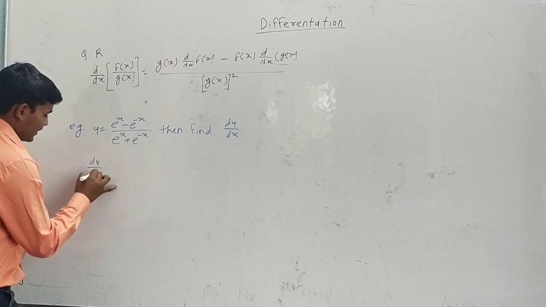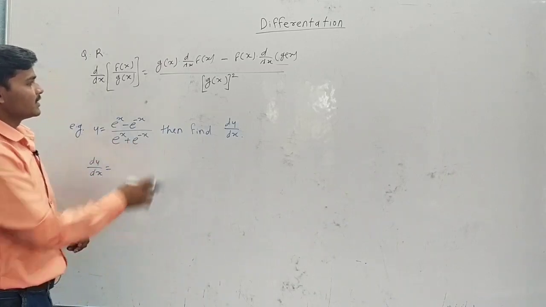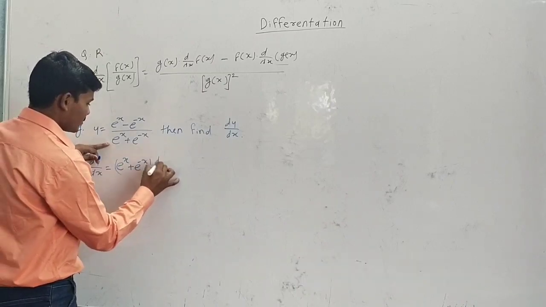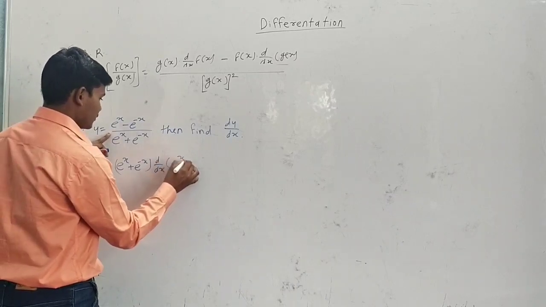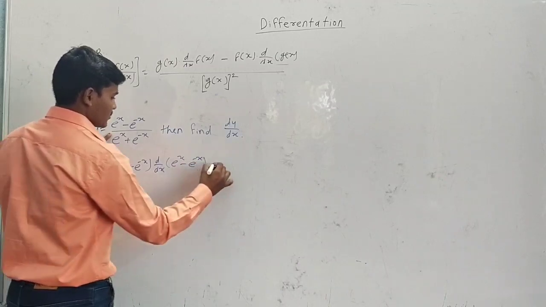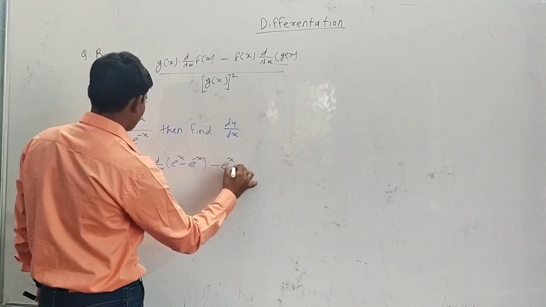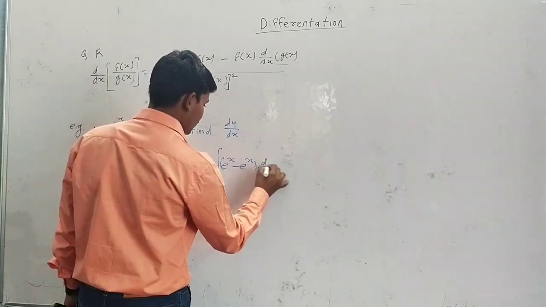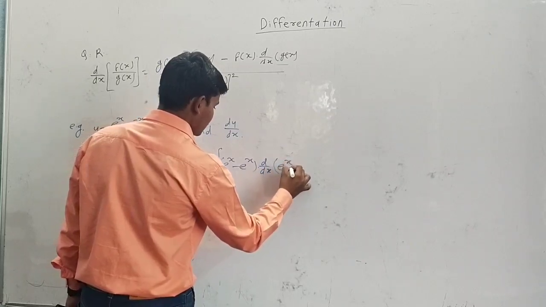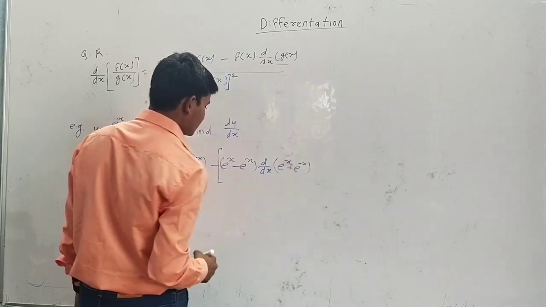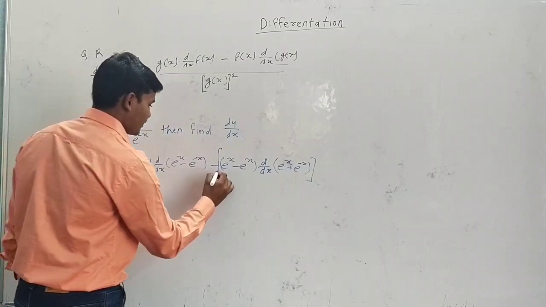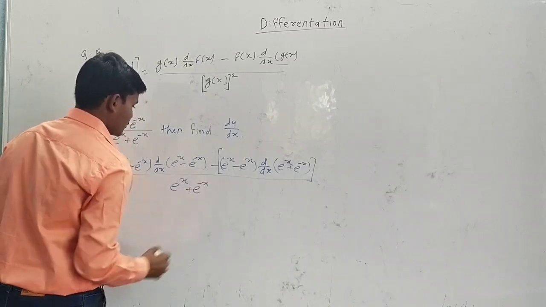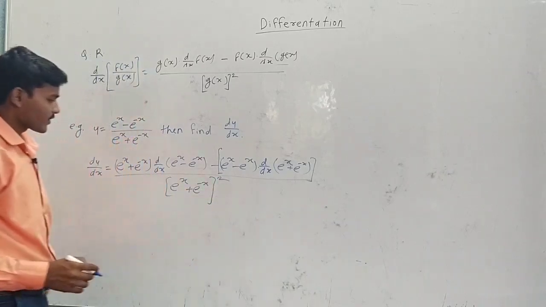Now dy by dx equals, put this in this formula, that is denominator first, e raised to x plus e raised to minus x into derivative of numerator, that is e raised to x minus e raised to minus x, minus numerator as it is, that is e raised to x minus e raised to minus x into derivative of denominator, that is e raised to x plus e raised to minus x, and whole divided by square of denominator, that is (e raised to x plus e raised to minus x) square.